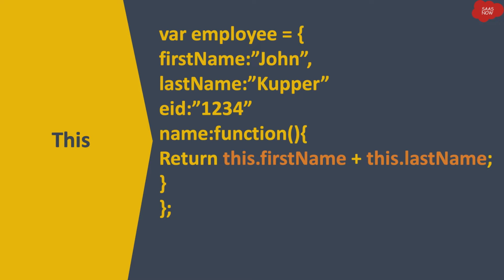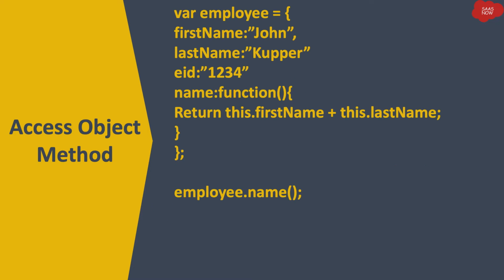Now, once you have mentioned these methods in an object, you can also access them. Now, how exactly you access those methods in JavaScript?